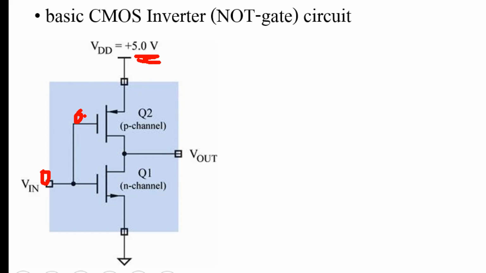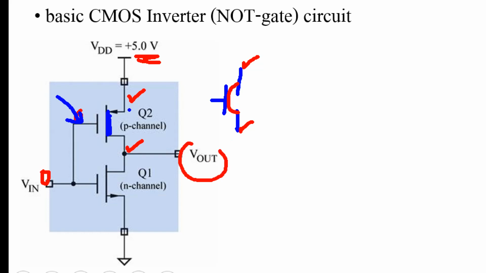That means this point has lower potential than this one. So you attract the positive charge, or hole, to accumulate here. Then this transistor turns on. That means the current can flow from this one to this point, or the potential at this point and this point become the same, like a switch. When you turn on the switch, this point and this point will be the same voltage. So now V out becomes 5 volt. So when input is low, output will be high.